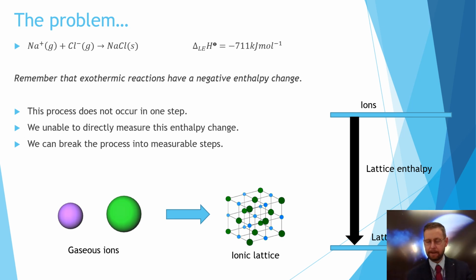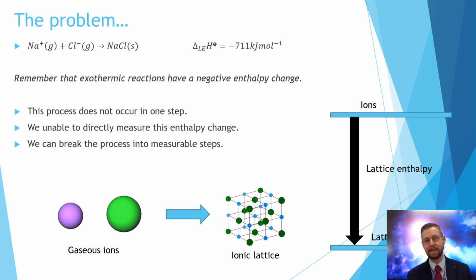The big problem, though, is that we cannot directly measure this. This is not something that we can just measure. It's basically because we can't get sodium chloride in one go from gaseous ions and turn it into the lattice. So we have to find an indirect way to measure this same enthalpy change. And what we're going to do is break the process into measurable steps.